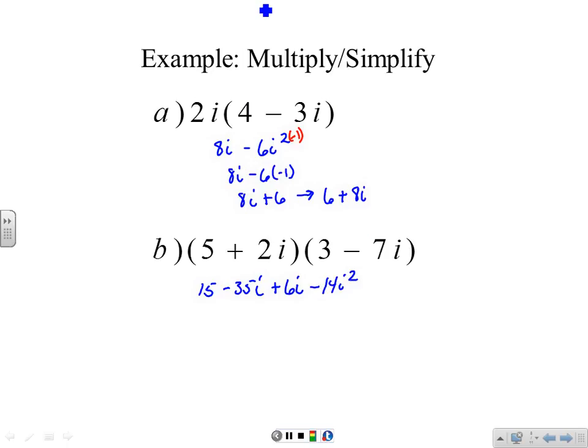So let's simplify where we can. We have 15, can't do anything with that, but this -35i and this positive 6i is going to give me -29i. And then the minus 14i squared is going to turn into -14 times -1. So continue to simplify. We're going to get 15 minus 29i plus 14, and now we can put these real numbers together. And so we're going to have 29 minus 29i.